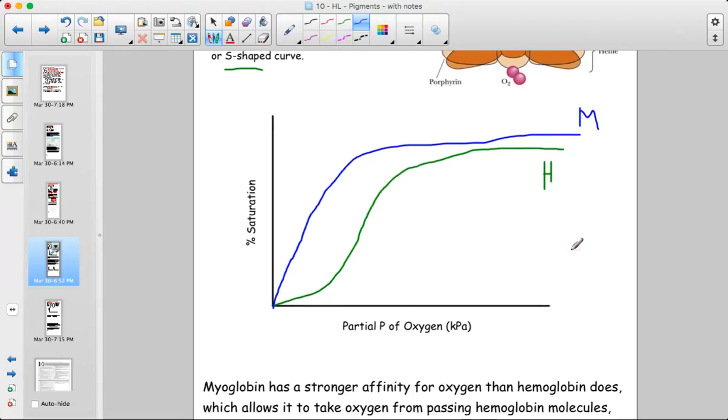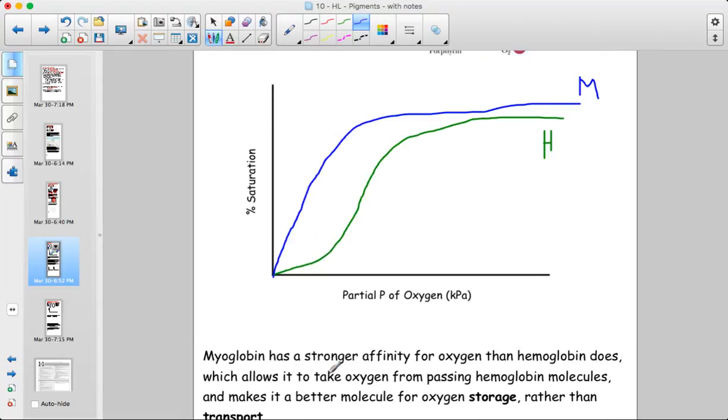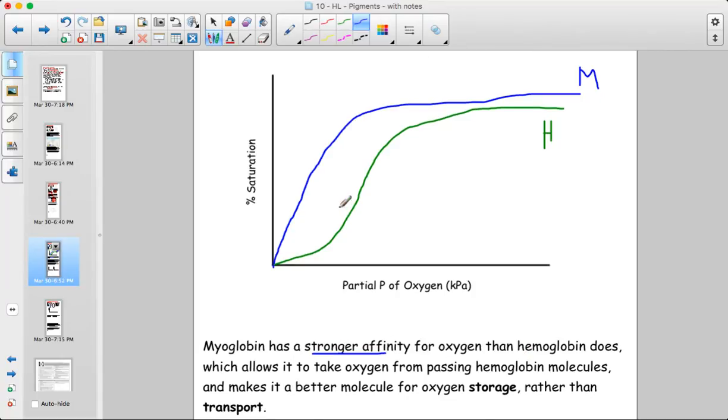Okay? So a couple things. What this shows is that myoglobin has a stronger affinity for oxygen than hemoglobin does. That's really important. That means that if hemoglobin is near myoglobin, the oxygen will naturally move from the hemoglobin to the myoglobin, the thing that has a greater affinity for it. So that means that you can take hemoglobin that has oxygen, and as it passes by the muscles, it will naturally transfer oxygen to the muscles.